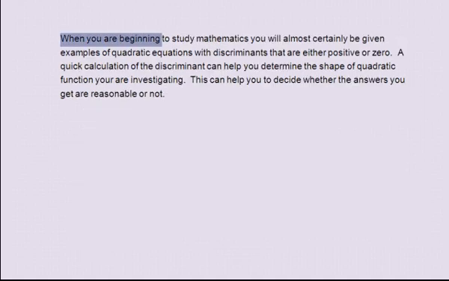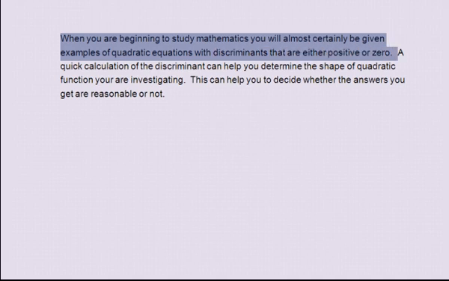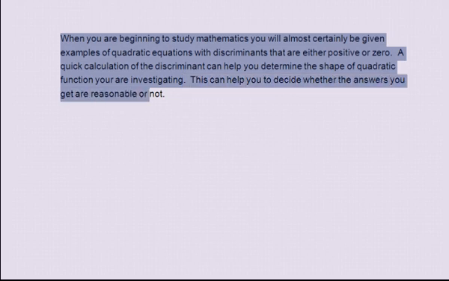When you are beginning to study mathematics, you will almost certainly be given examples of quadratic equations with discriminants that are either positive or 0. A quick calculation of the discriminant can help you determine the shape of quadratic function you are investigating. This can help you decide whether the answers you get are reasonable or not.